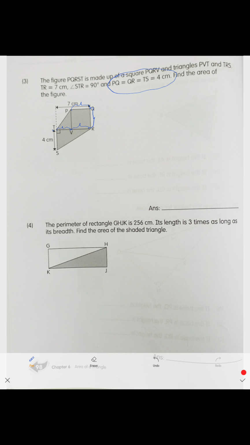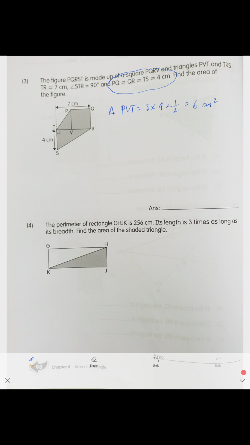So if this is 4 centimeters, and this is 4 centimeters, then this is 3 centimeters. And this side is 4 centimeters, and this side is 3 centimeters. And this is our height and base. So triangle PVT is 3 times 4 times 1/2, so it is 6 square centimeters. We got the first one.